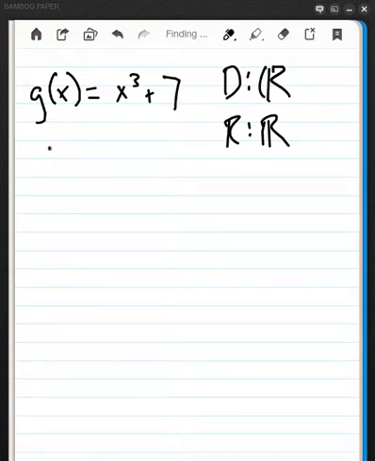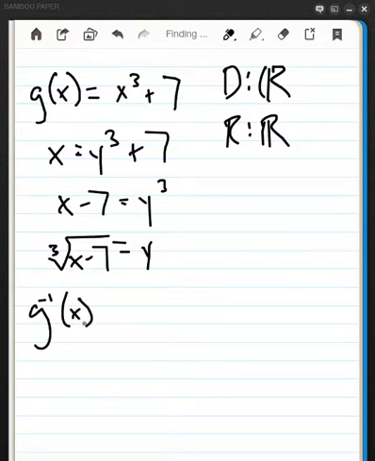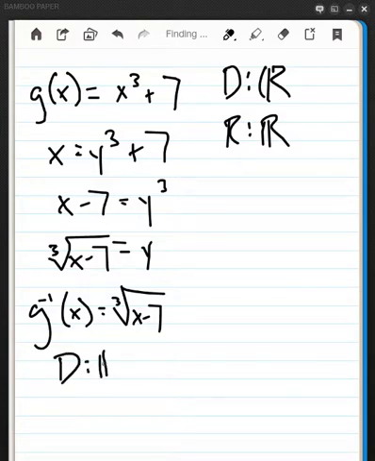Alright, so let's switch x and y. So x is equal to y cubed plus 7. We're going to subtract 7 from both sides and then cube root both sides. It's an odd root, so we don't end up with the absolute value of y. We just end up with y, cube root of x minus 7. So there we have it. The inverse of g of x is equal to the cube root of x minus 7. We would normally have to switch the domain and range, but because they're exactly the same, they're going to appear exactly the same.